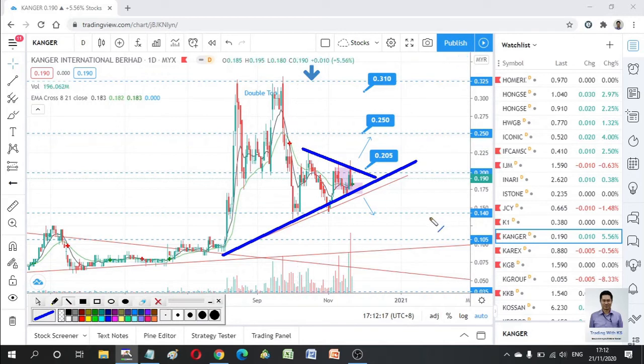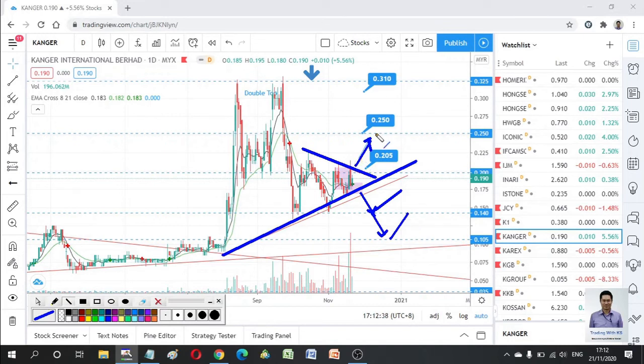So you have to wait for the price to either break up from the triangle or break down from the triangle. If the price breaks down from the triangle, the first support will be 14 cents, the second support will be 10 cents. These are the two support areas where the price could bounce up.